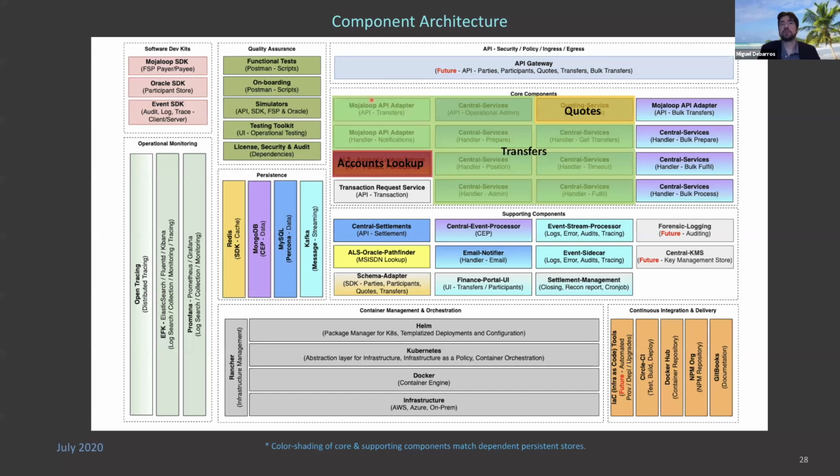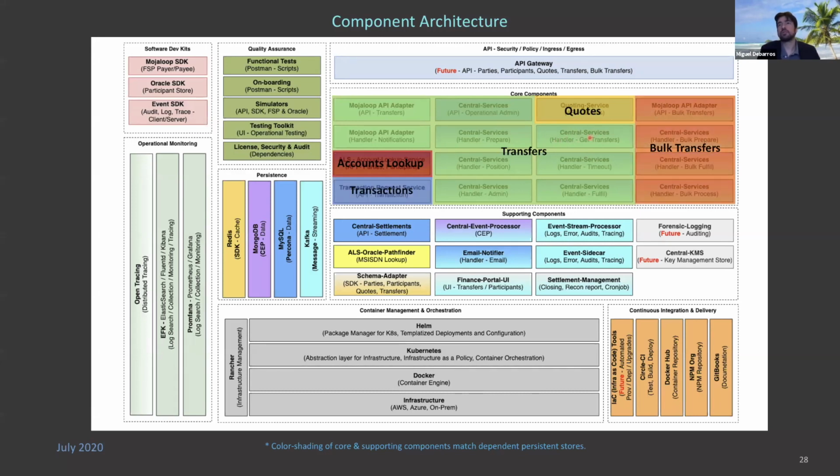So we have the Mojaloop adapters, for example, to handle the APIs and the notifications. Inside we have the central services themselves, which are doing the prepare requests, the position changes, admin functions, handling the fulfillments, the timeouts of actual transfers themselves, as well as GET requests for transfers.